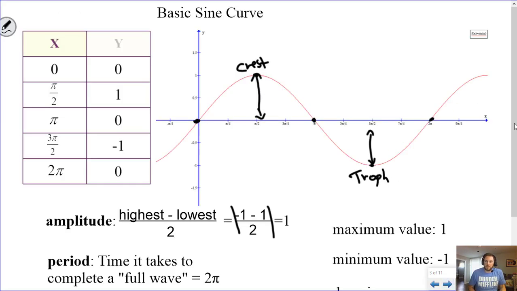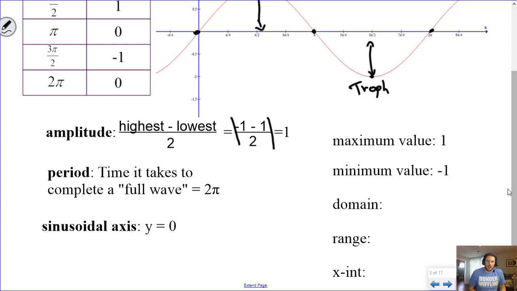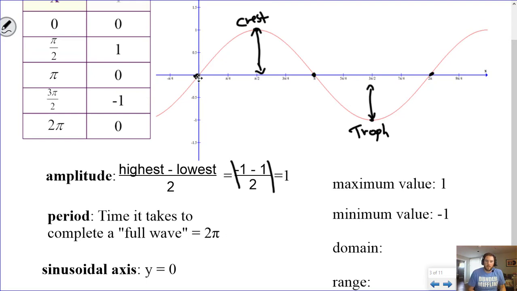So the period for these sine and cosine graphs is 2 pi. So the time it takes to complete one full wave, right? If we look at my graph here, we go from y equals 0, and then we go up to 1, and then back down to 0, and then down to negative 1, and then back up to 0, and then all of a sudden we're restarting that pattern, going from 0 back up to 1. To do that, it took us from 0 to 2 pi, so that is our period.